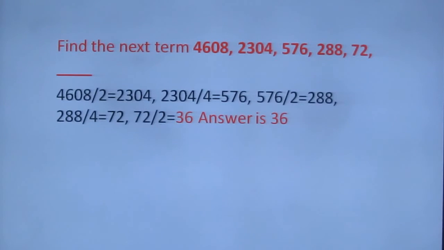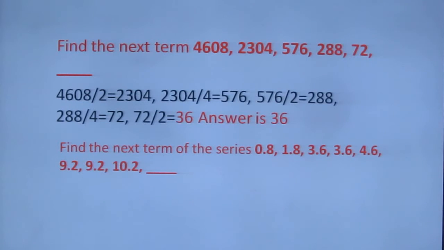You got the answer? Yes, very good. Shall we check your answer? 4608 divided by 2 is 2304. 2304 divided by 4 is 576. 576 divided by 2 is 288. 288 divided by 4 is 72. 72 divided by 2 is 36. So it is divided by 2, divided by 4, divided by 2, divided by 4, divided by 2. This is being done alternately. Shall we move on to the next question?